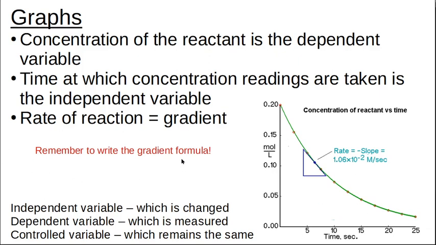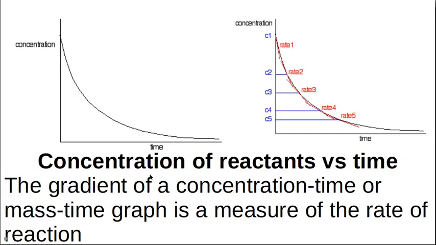Always write your gradient formula, and remember that time usually goes on the x-axis. So you can see here there are all of these tangents. Look, this tangent's almost vertical, this tangent's less, and eventually when you get to rate 5, if you look at rate 5 as opposed to rate 1, you can see how much slower it's getting along the way.